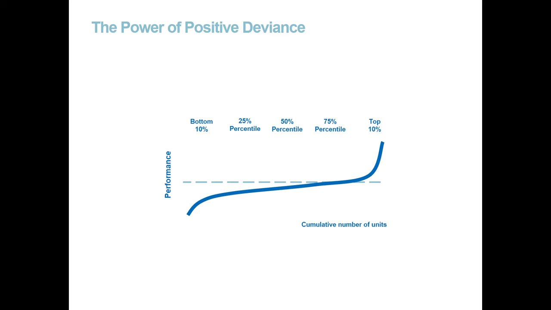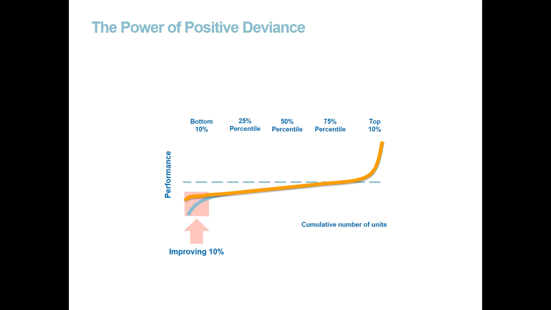Now, normal management practice would be that we start worrying about the bottom 10%. We look at the weak performance and we try to make them better. We try to get them closer to the average. So we're improving the bottom 10%, lifting their performance. Well, in positive deviance, in utilization, we do the opposite.